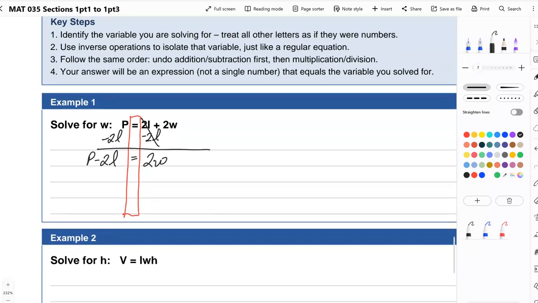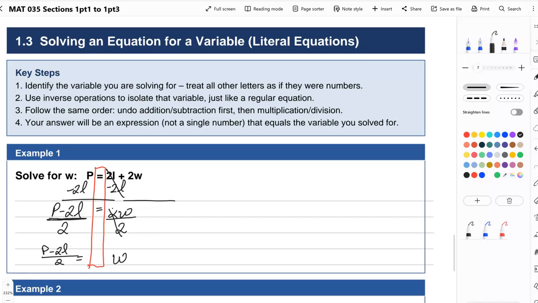And then now to get W by itself, I've got to think about opposites. So we're thinking about peeling onions here, in that first step peeling away that layer of 2L. And now we're doing opposites. The relationship between the 2 and the W is multiplication. So now we're going to do the opposite and divide. Now, when I divide, I want you to notice I'm putting all of that P minus 2L over that 2. So I'm going to have W is equal to P minus 2L all over 2. And that's my answer for this.